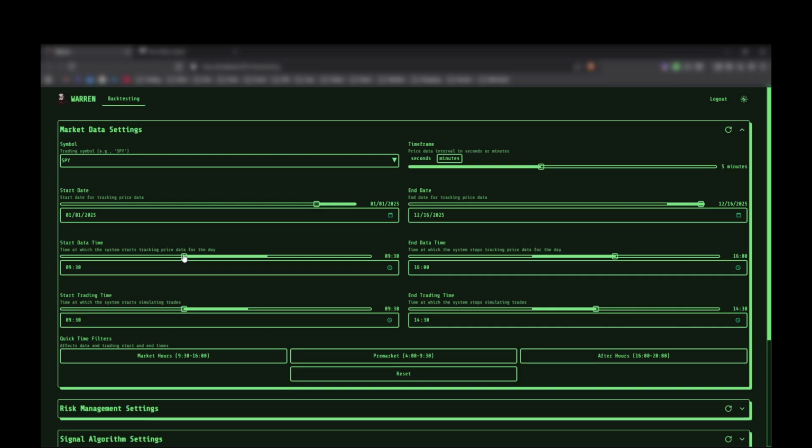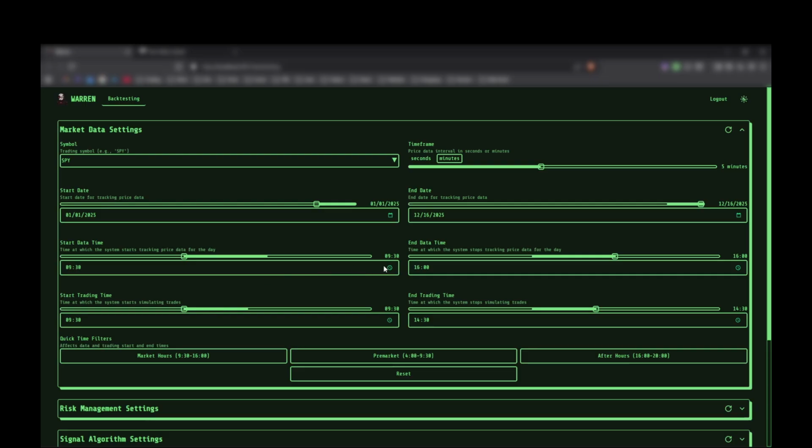Your start data time for Warren is when the system starts keeping track of things it's supposed to keep track of. Your start trading time is the interval window where the system is allowed to take a trade. So if the system is looking for a signal, it starts looking here at start trading time, which is 9:30, market open time. And if it finds a signal, it'll trade.